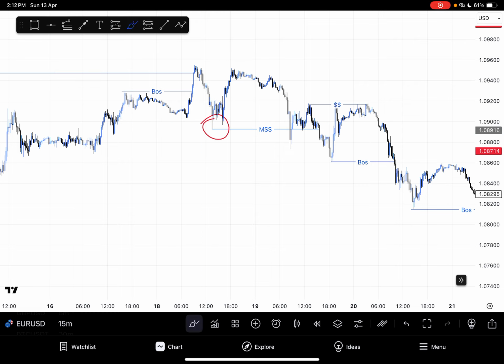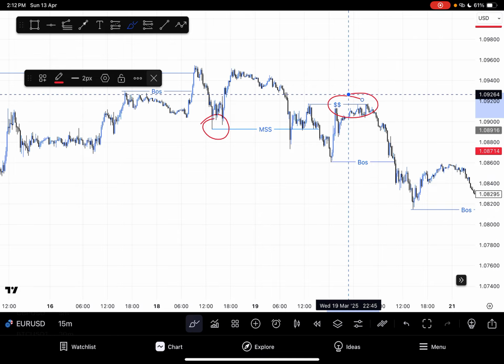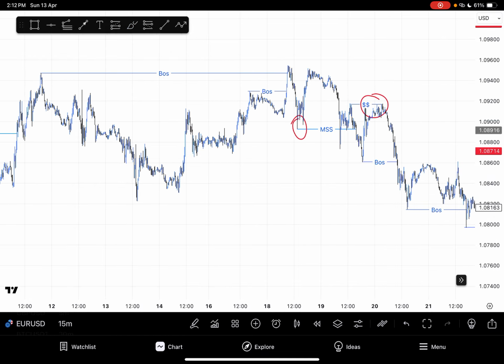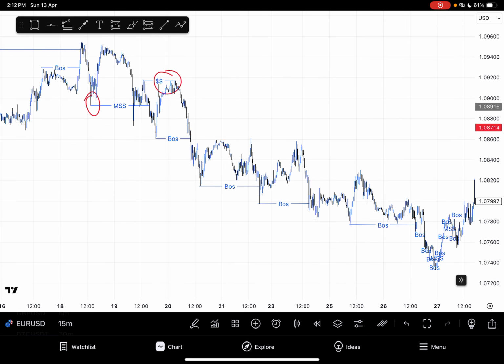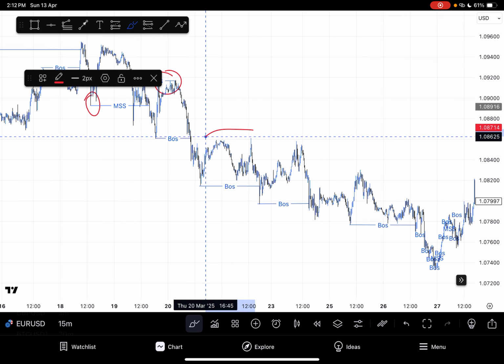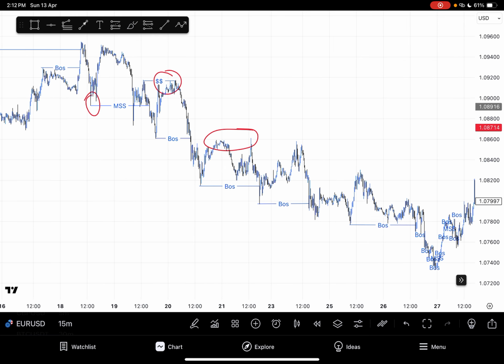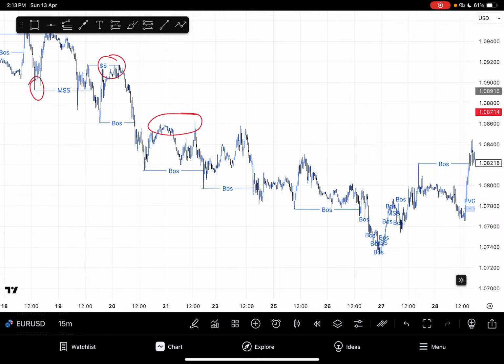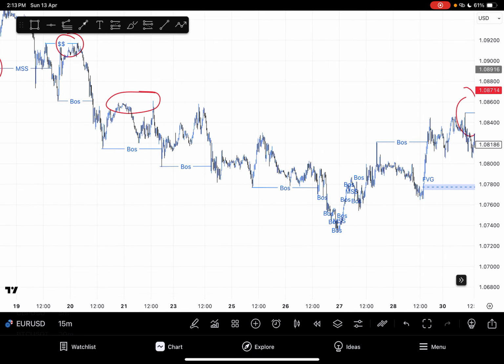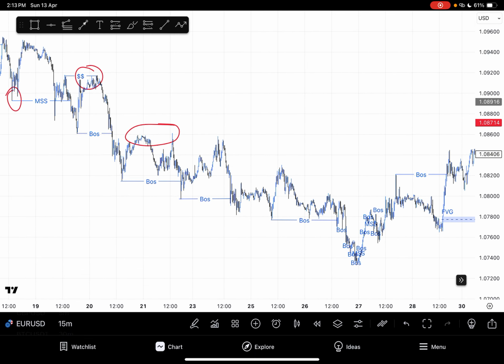After the market structure shift, you can see the first pullback, and the second pullback after the market structure shift. And you see after the second pullback, price kept on following that particular trend, kept on going lower like that. So once you see price do the second pullback, you should always ignore those lower lows or higher highs price will be doing.